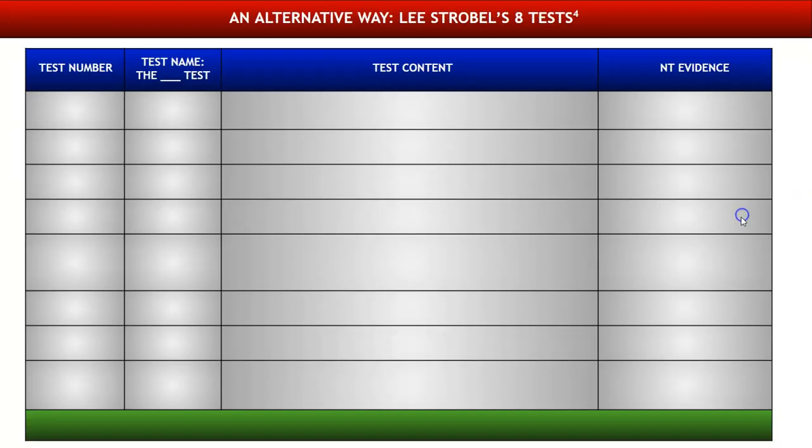Before I give the implications of this, let me give an alternative way to show the Gospel account's truthfulness. This takes the form of 8 tests compiled by the former skeptic and lawyer Lee Strobel. In the left-hand column, I have the number of the test. Moving to the right, I have the name of the test. Then I give its content in the 3rd column. In the 4th column, I give evidence from the gospel accounts that shows that they passed the test.